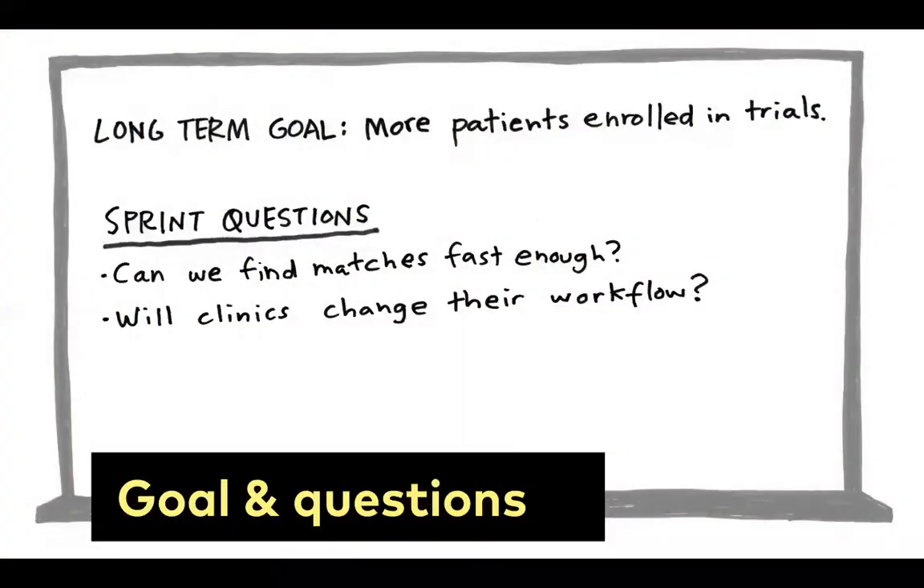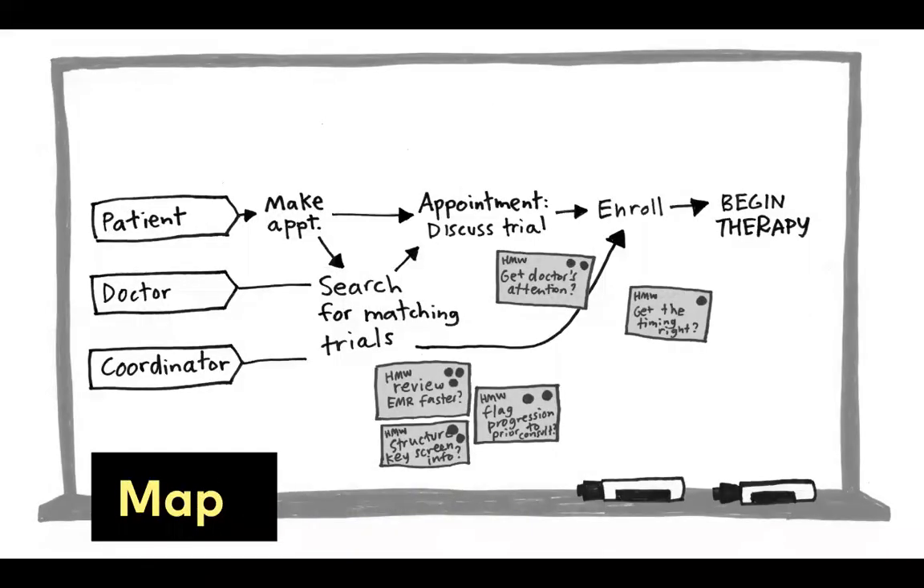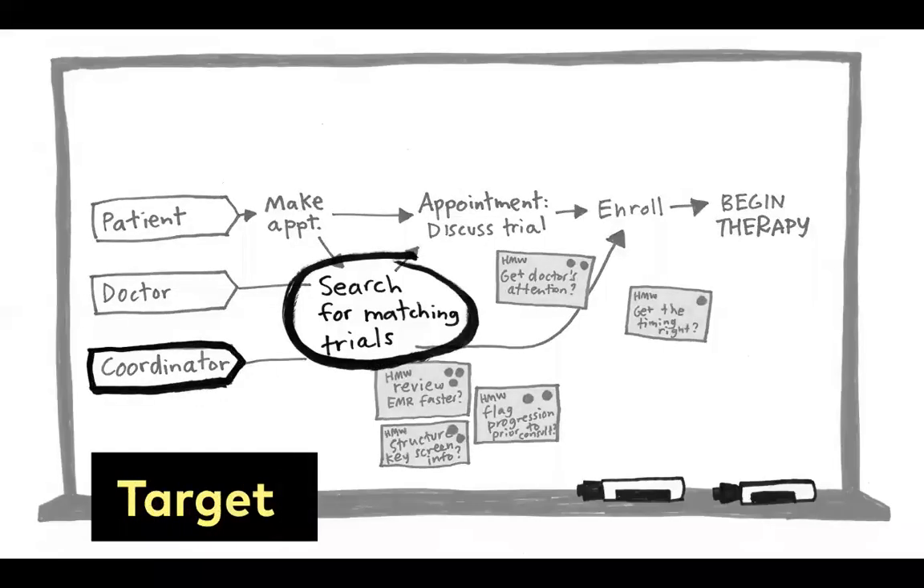We write down the long-term goal, which is where the team wants to be in 12 to 18 months, and then a series of questions that might trip them up along the way, questions we can try to answer in the sprint. We make a map of the customer's experience, basically a diagram showing how the customer is going to interact with that product or the company. And we can't solve all this stuff in a sprint, but when we have the map, we can select a target. This is the area of the greatest risk or greatest opportunity that we know we want to focus our energy on for the rest of the sprint.